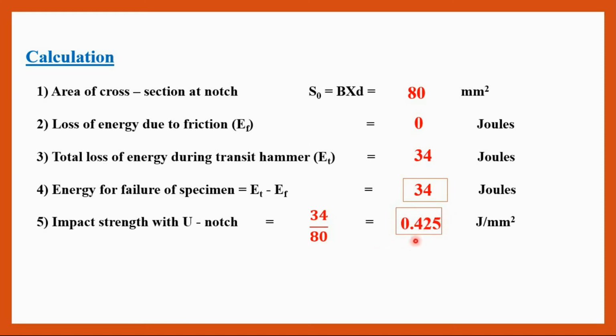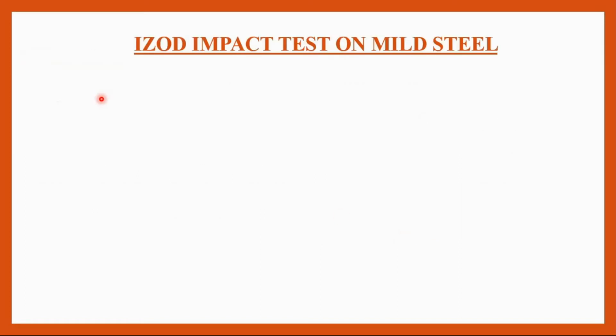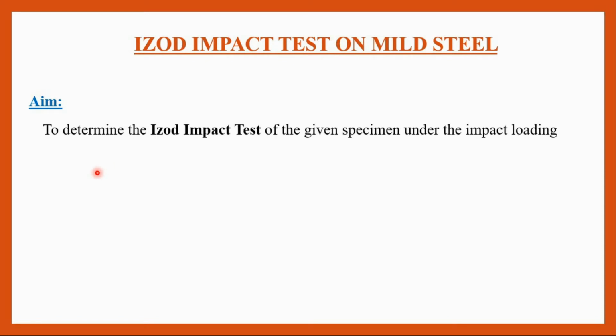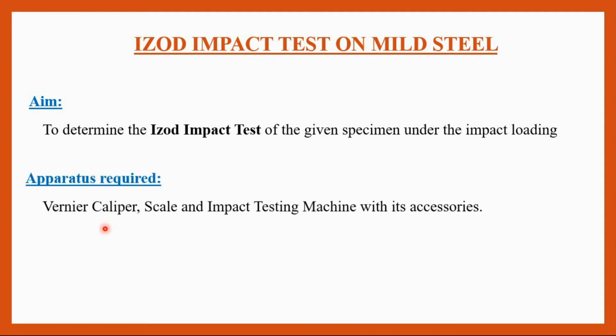Now I will move on to the second case, the Izod impact test. The aim of the experiment is to determine the Izod impact strength of the given specimen under impact loading. The apparatus required: here we are using a vernier caliper, scale and impact testing machine with its accessories.